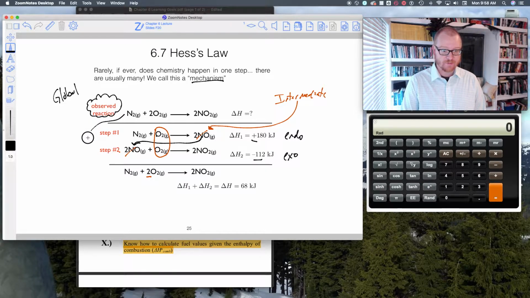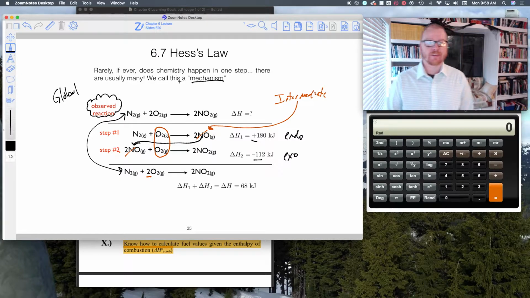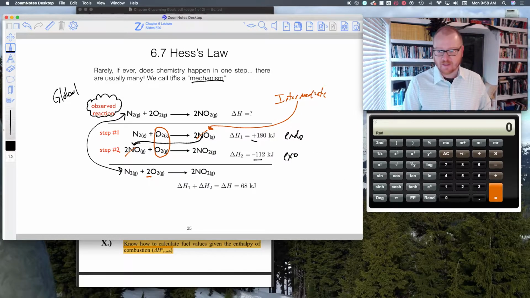And what we get is the main reaction. Okay. And also what's important to note in this is Hess's law here. When I add these two steps together, I also add the enthalpies together. Okay? So positive 180 plus negative 112 gives me 68 kilojoules. So overall, globally, this reaction is endothermic.